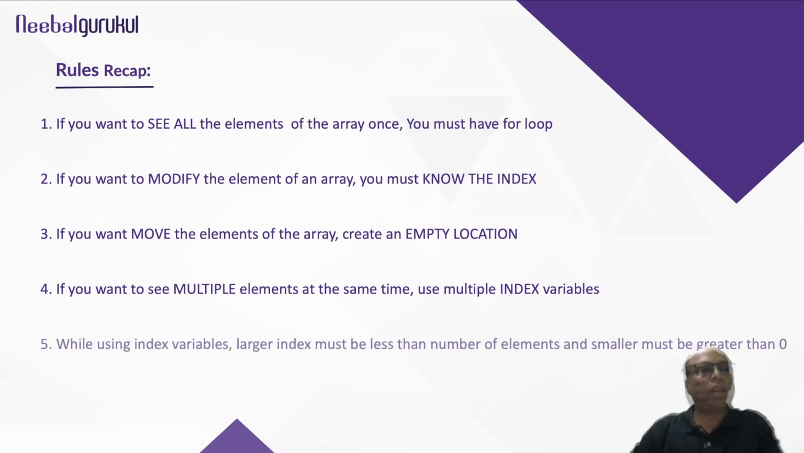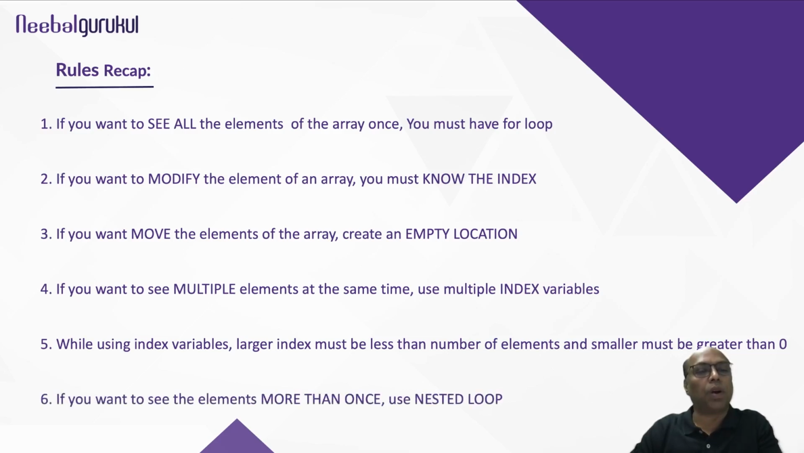Then we said if you want to see multiple elements at the same time, use multiple index variables in the loop. While using index variables, the larger index must be less than the number of elements and the smaller index must be greater than or equal to 0. And if you want to see all the elements more than once, we must use a nested loop.